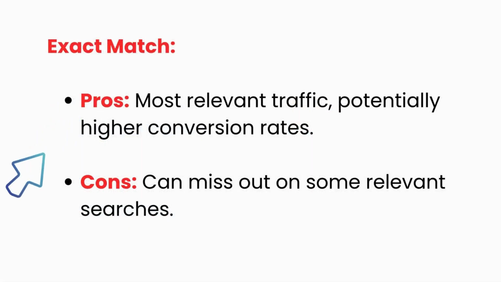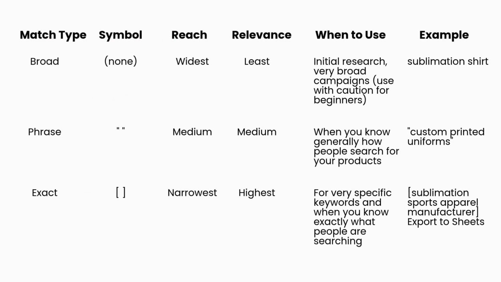The pro, or advantage, of exact match is that you are likely to get the most relevant clicks, meaning the people who click on your ads are highly interested in what you are selling. This can lead to higher conversion rates, meaning more sales. And the con, or disadvantage, is that you might miss out on potential customers who use slightly different but still relevant search terms. It's like only attracting people who ask for lemonade and missing those who ask for freshly squeezed lemon drink.